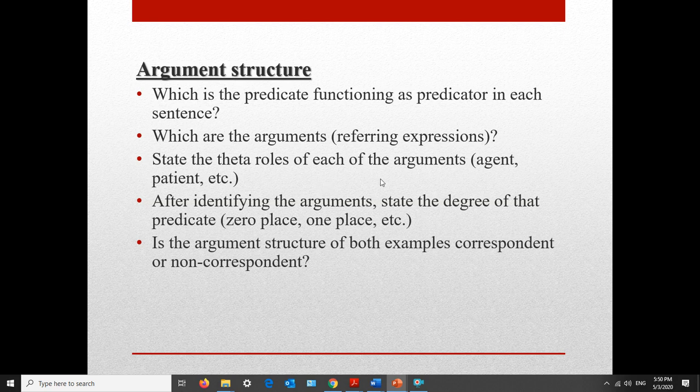State the theta roles of each of the arguments, state if we're talking about an agent, a patient, etc. And after identifying the arguments, state the degree of the predicate, if it is a 0 place, a 1 place, and so on and so forth. And is the argument structure of both examples correspondent or non-correspondent?